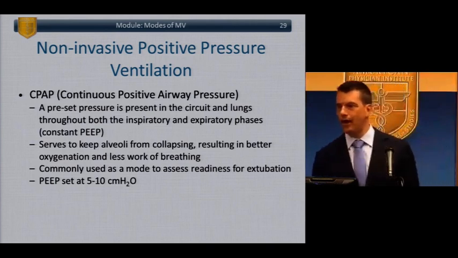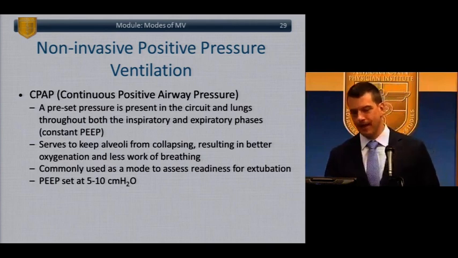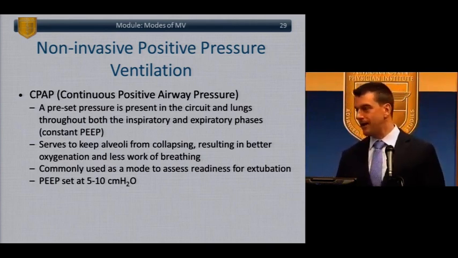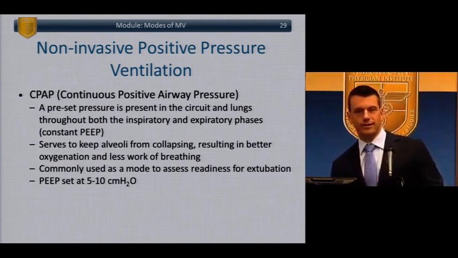It might be 10 throughout the ventilatory cycle. You just maintain things at a little bit higher baseline pressure. This, again, serves to keep alveoli from collapsing. It results in a better oxygenation and less work of breathing for the patient.